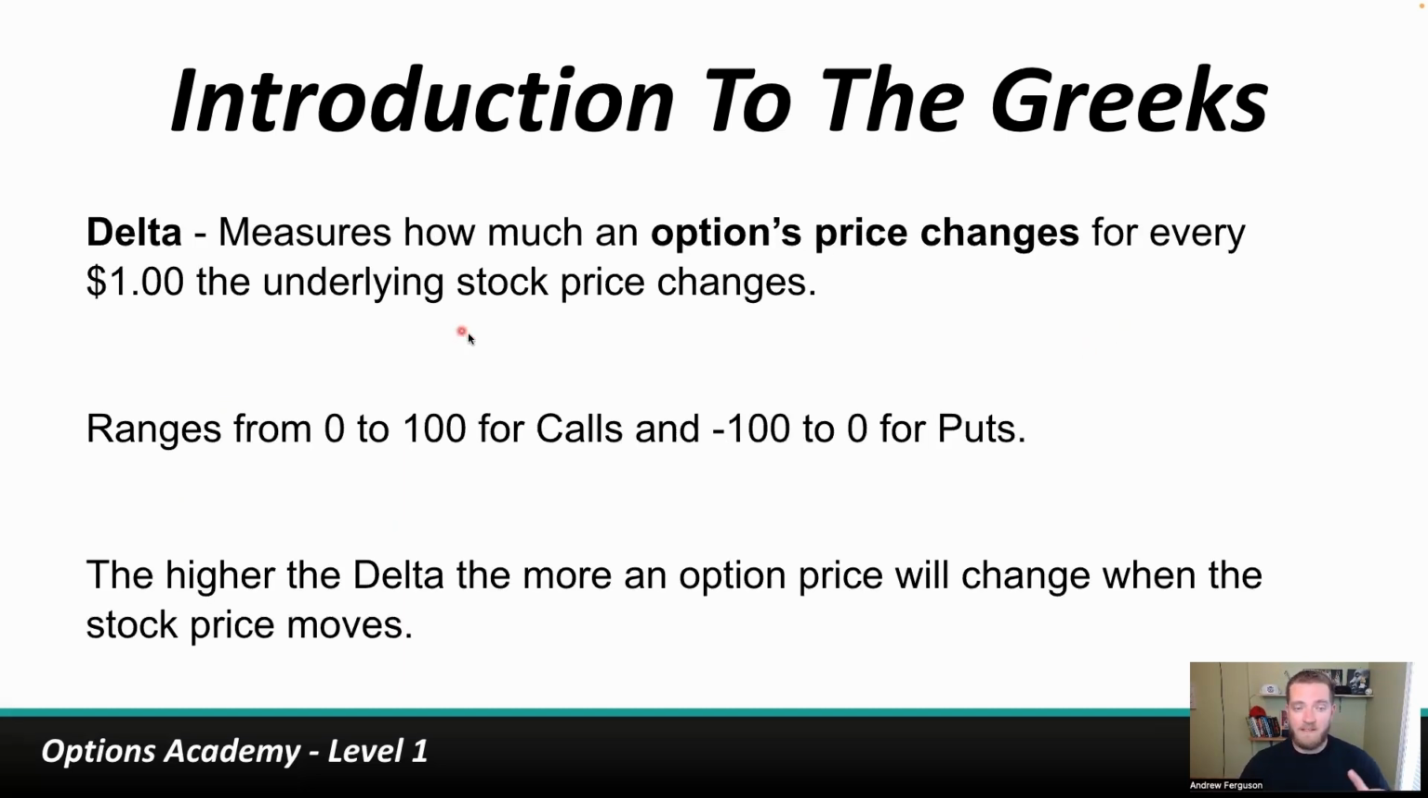Kicking things off with Delta, it is a measurement of how much an option's price is going to change for every dollar that the underlying stock price changes. And we're going to show you an example on the next slide to really make this point known. It ranges from 0 to 100 for calls and negative 100 to 0 for puts. And the higher the delta, the more the option price is going to change when the stock price moves.